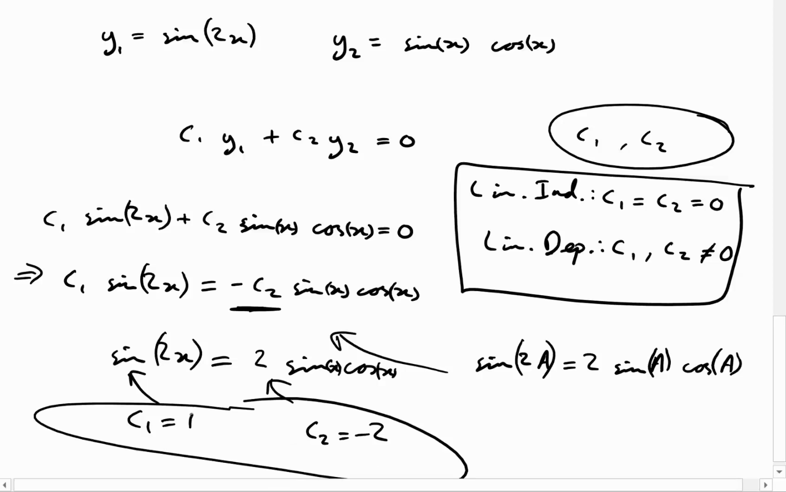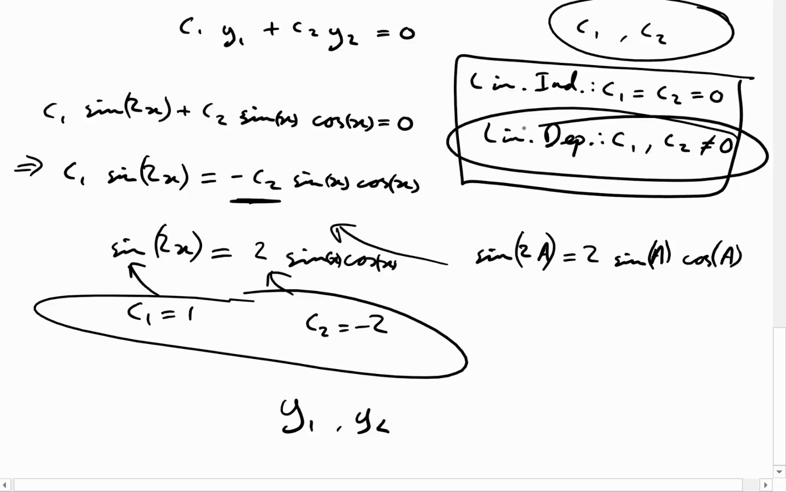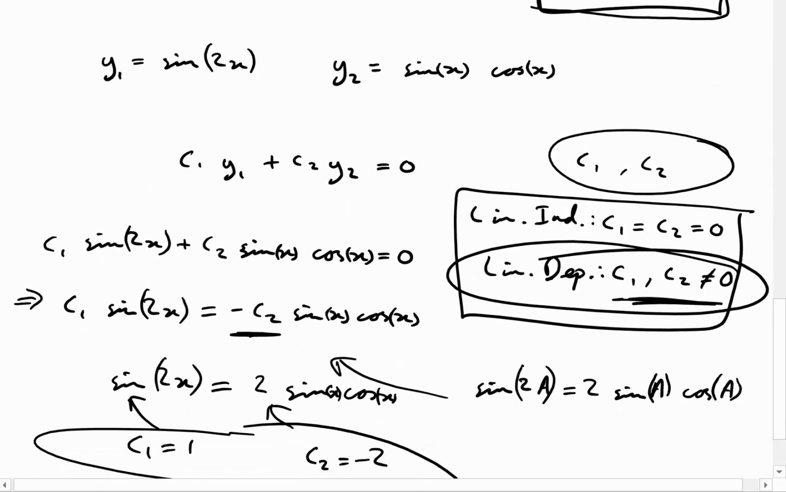They're not both 0, so therefore we can say that c1 and c2 are not both 0, and so y1 and y2 are linearly dependent solutions. In other words, one of them relies on the other one in order to be written.